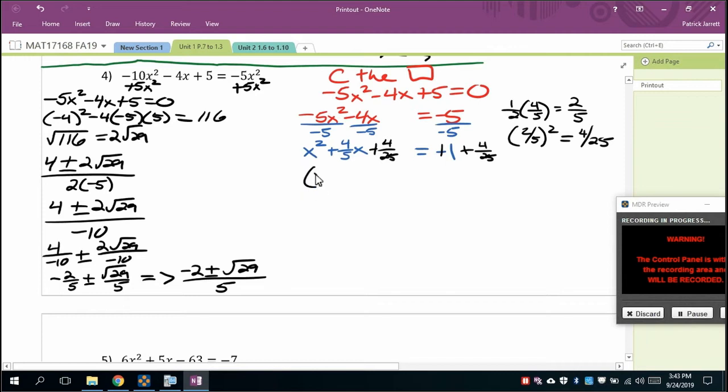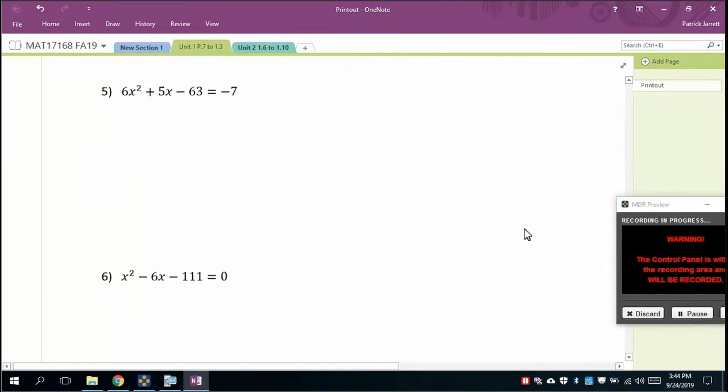So this will factor into x plus 2/5 quantity squared, and that'll equal 29 over 25. Hey, that should seem kind of familiar. So we'll take the square root of both sides. You'll have x plus 2/5 equal to plus or minus the square root of 29 over 5. And ultimately you'll end up with the same exact solution. Moving along.